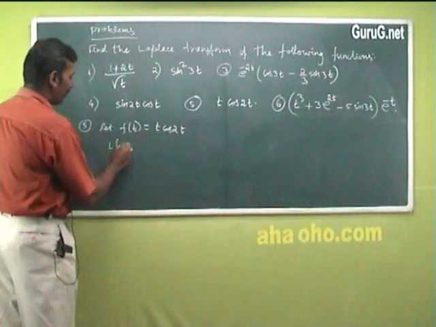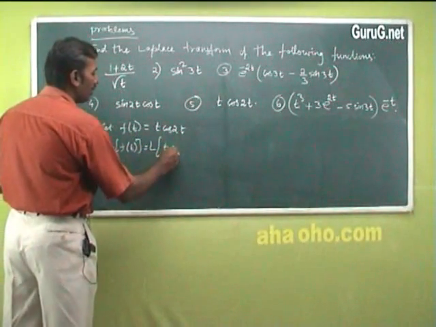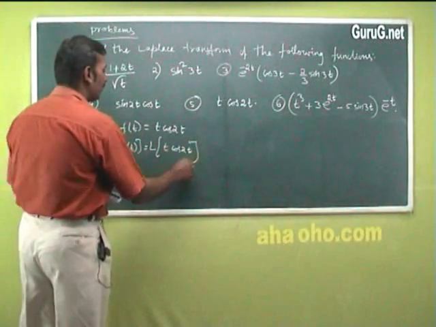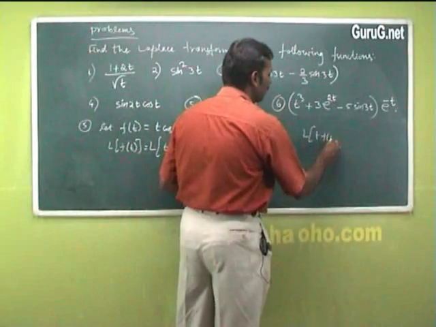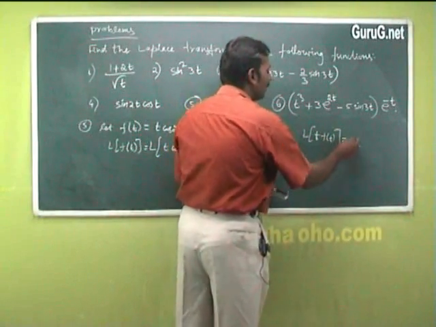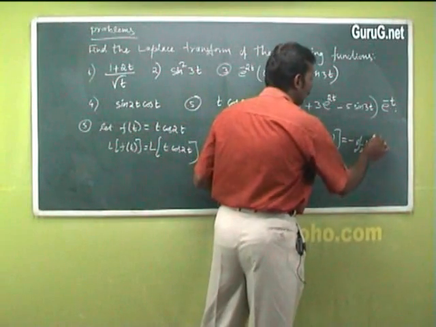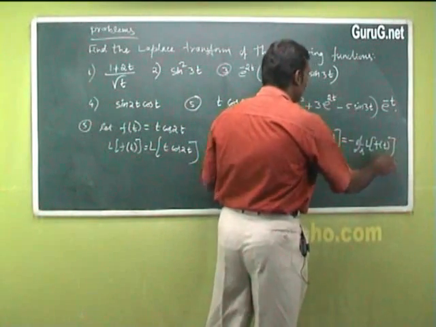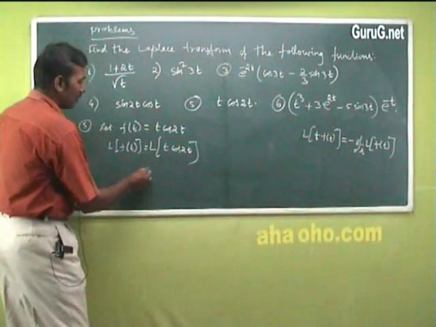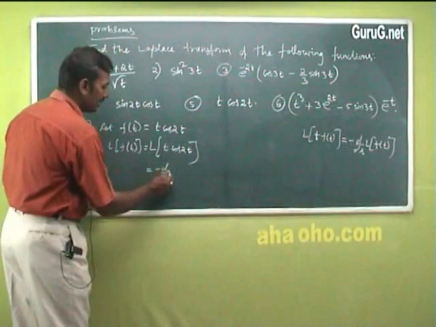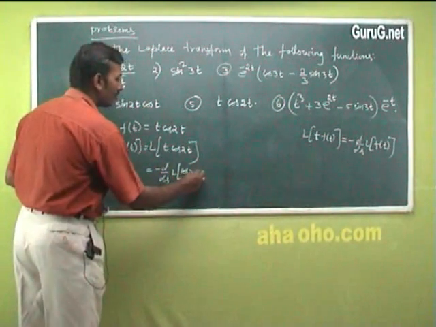Then L of f of t equal L of t into cos 2t. Now which formula applies here? There is the formula for L of t into f of t. What is the rule for t into f of t? Minus d by ds of L of f of t. Remove t and change it to minus d by ds, right? Remember it like a shortcut. So this is nothing but minus d by ds of L of cos 2t.